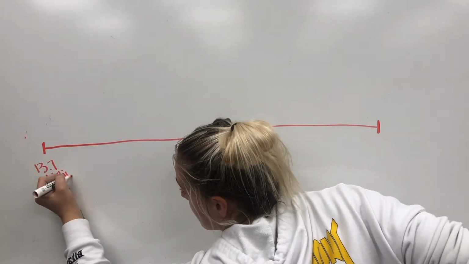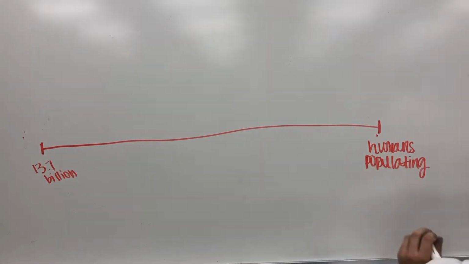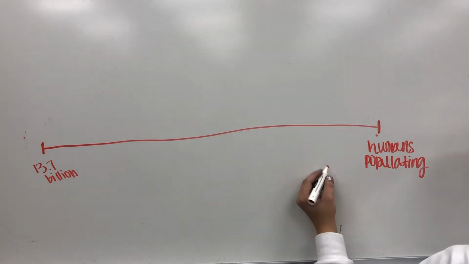This will lead us to where we are today. Well, humans actually came around about 7 million years ago, but on a timeline like this, that's nearly minuscule.